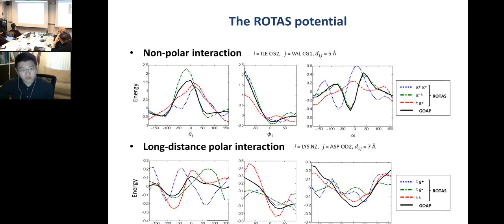And also, the rotamer dependence can be found for the non-polar interactions as well as long distance polar interactions. So as we can see, the rotamer dependency is not limited to a particular type of interaction or a certain range of interactions.